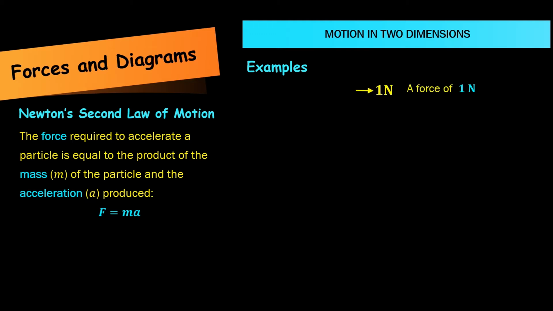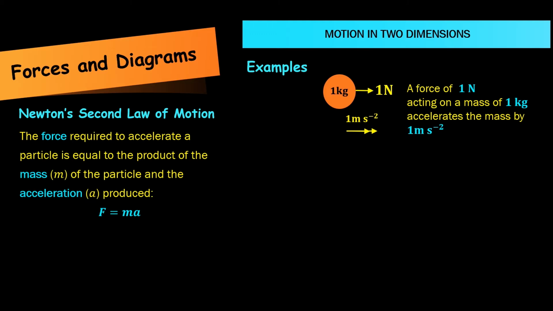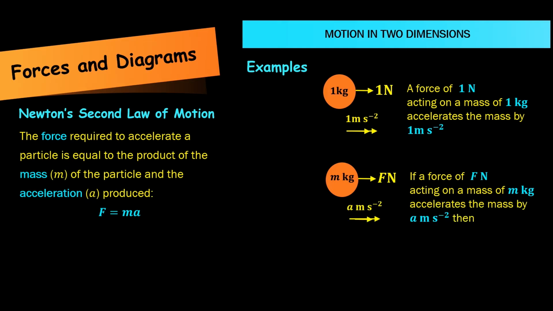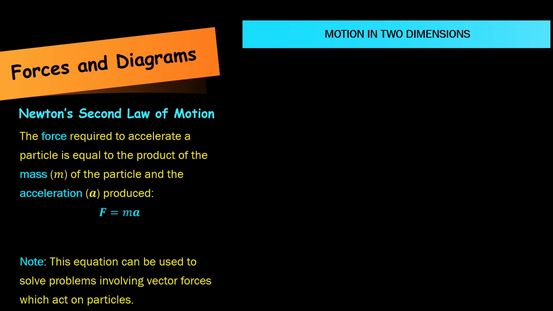A force of 1 Newton acting on a mass of 1 kilogram accelerates the mass by 1 meter per second squared. If a force of F newtons acting on a mass of m kilograms accelerates the mass by a meters per second squared, then F equals ma. This is also known as the equation of motion. Note that this equation can be used to solve problems involving vector forces which act on particles.